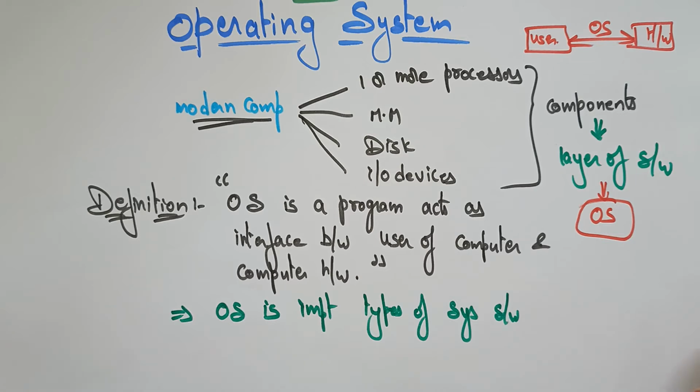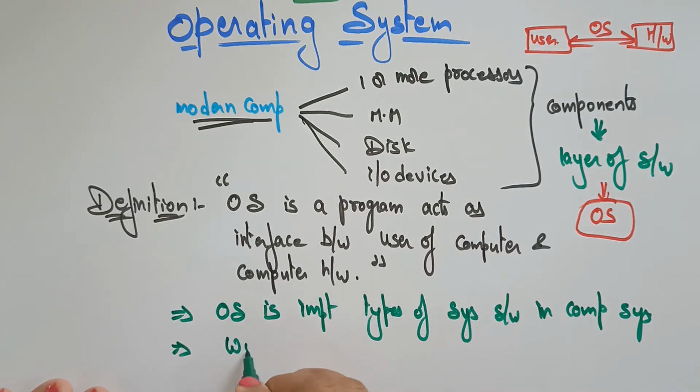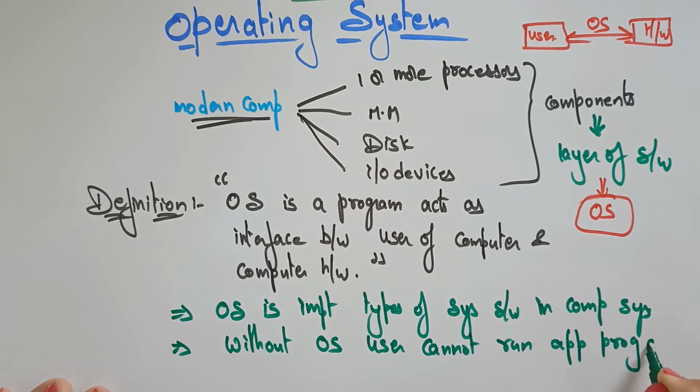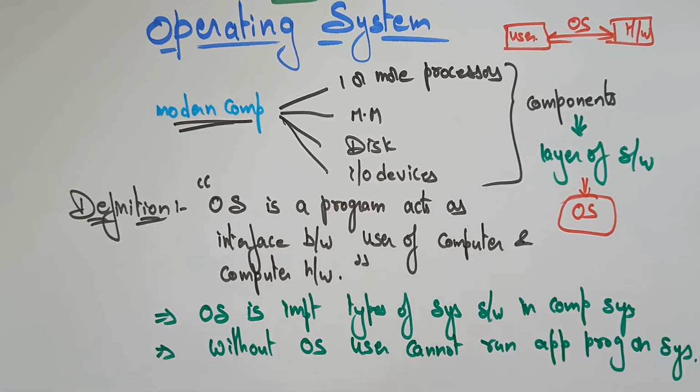In our computer system, different software is present: application software and system software. The operating system is one of the important types of system software present in your computer system. Suppose there is no operating system, what happens? Without the operating system, the user cannot run application programs on the system. Remember students, if there is no operating system, the user cannot interact with the system. So we compulsorily need an operating system.